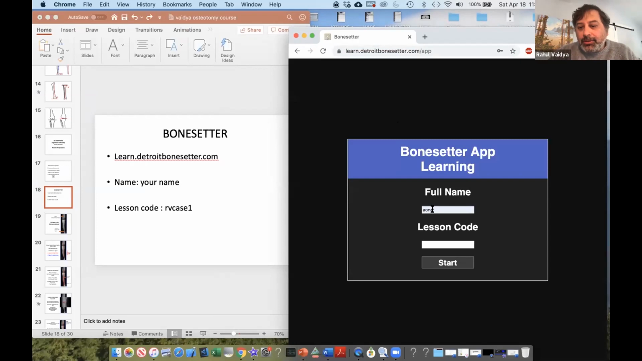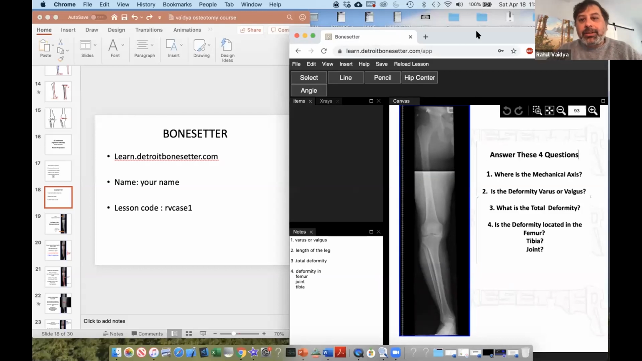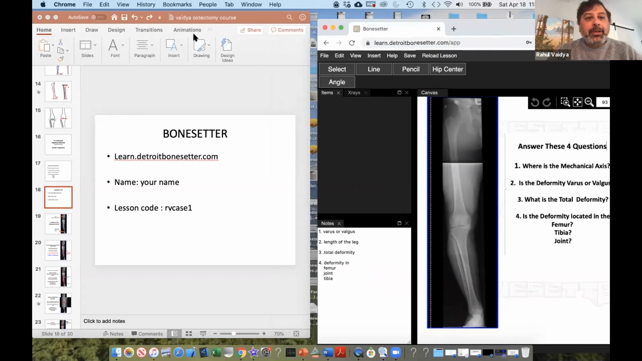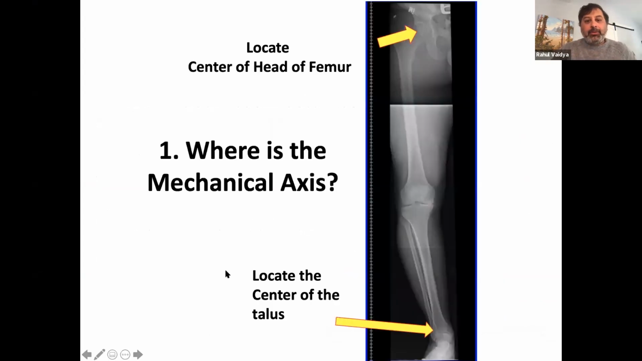And if you go there and type that in, you should have this screen come up. What I want you to do is put in your full name or your alias, whichever one you're going to continuously use, as we'll have several exercises with this. And I want you to put in the lesson code RV case 1 and then start, and this lesson should come up. So I'm going to pull that over to the side for a second, and I'm going to quickly go over the rest of this talk and tell you what we're going to do.